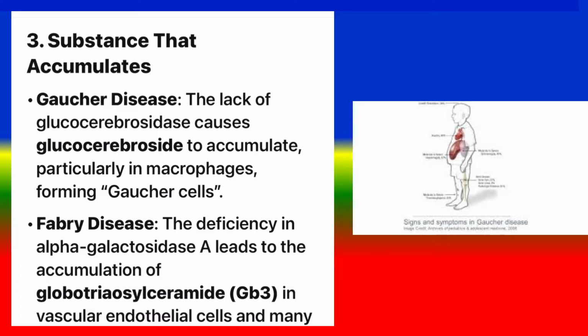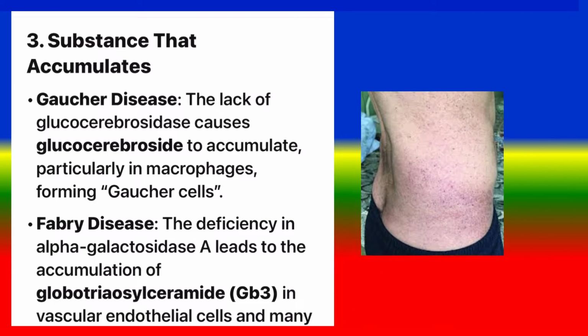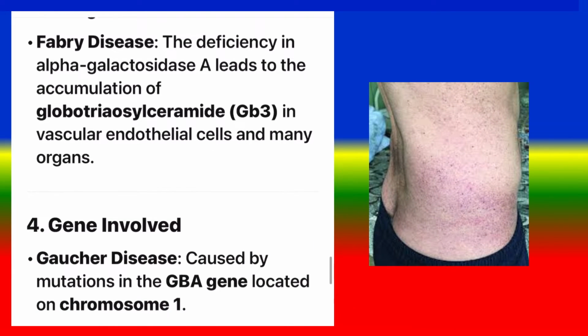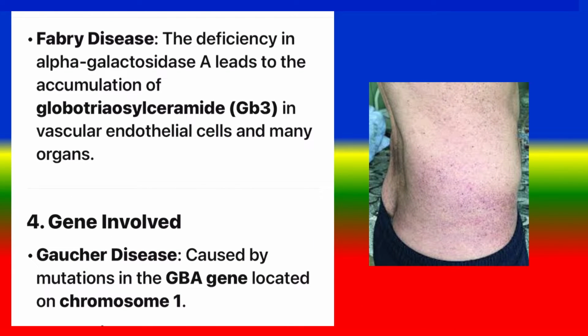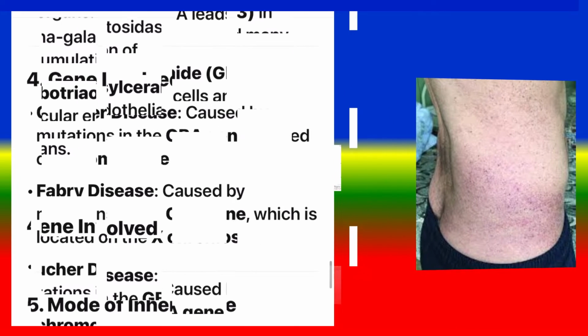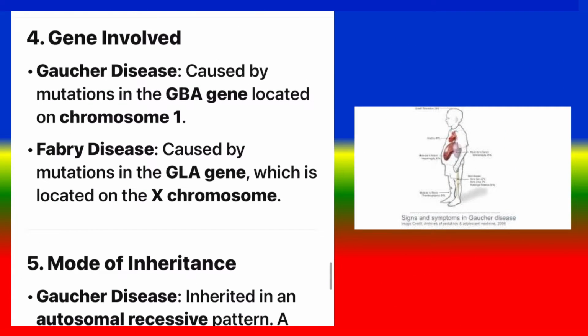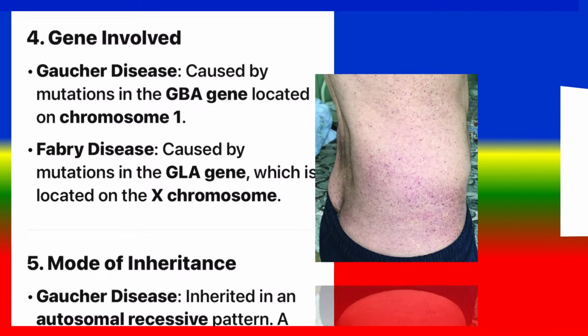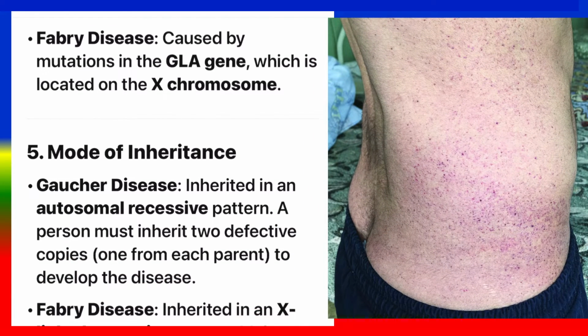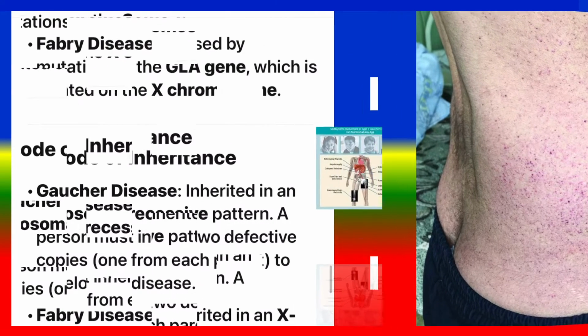Gaucher disease: the lack of glucocerebrosidase causes glucocerebroside to accumulate, particularly in macrophages, forming Gaucher cells. Fabry disease: the deficiency in alpha-galactosidase A leads to the accumulation of globotriaosylceramide, GB3, in vascular endothelial cells and many organs. 4. Gene involved. Gaucher disease is caused by mutations in the GBA gene located on chromosome 1. Fabry disease is caused by mutations in the GLA gene, which is located on the X chromosome.